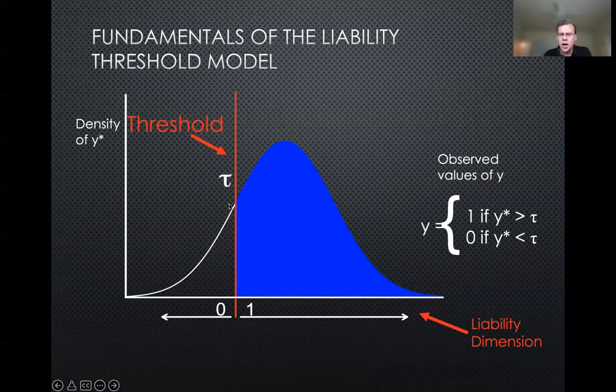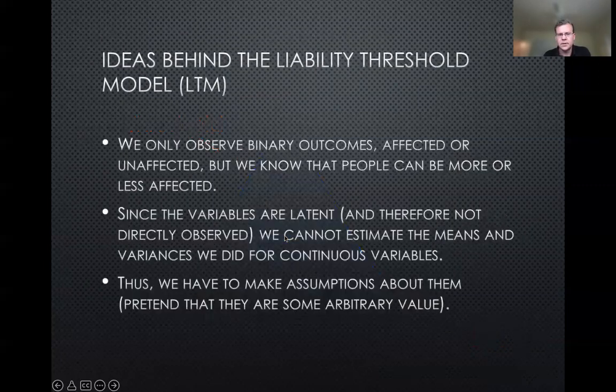And we're going to draw a threshold at a particular value. So this threshold, or tau here, suggests that anything less than the threshold is going to be observed as a zero, and anything more than that threshold is going to be a one. So if we think about it as the blue section here is our cases, and the blank section here is our controls, we can clearly see how this would apply to psychiatric phenotypes.